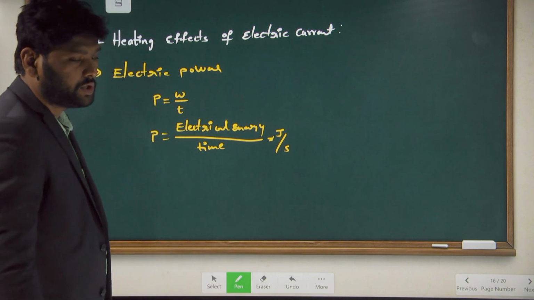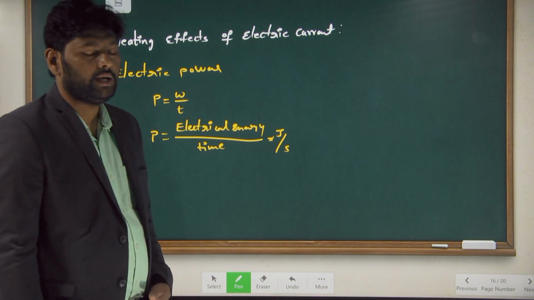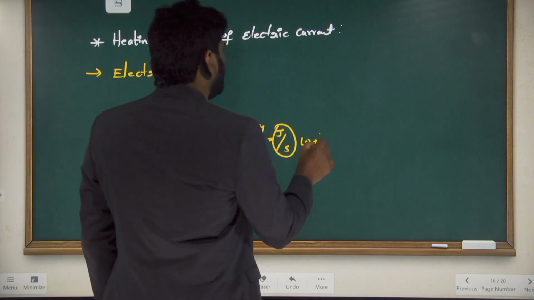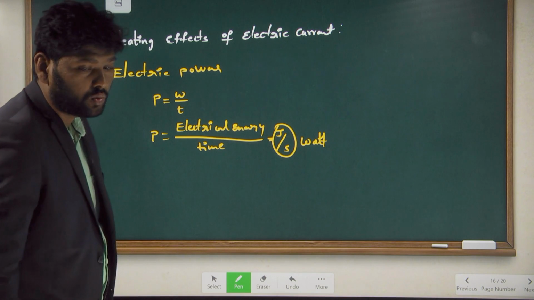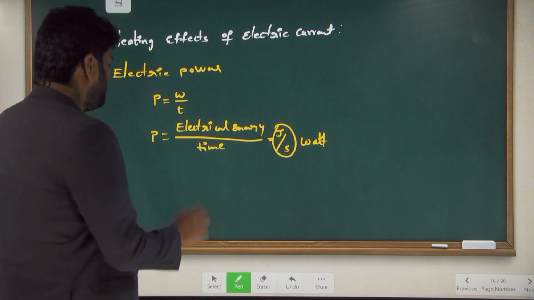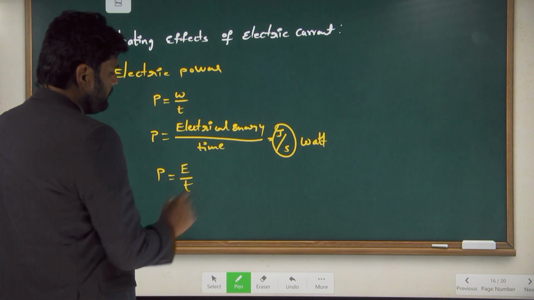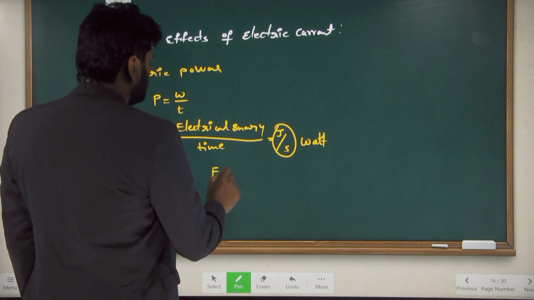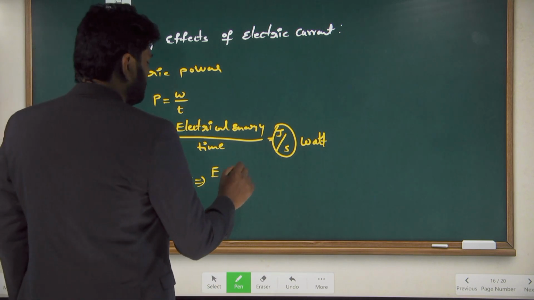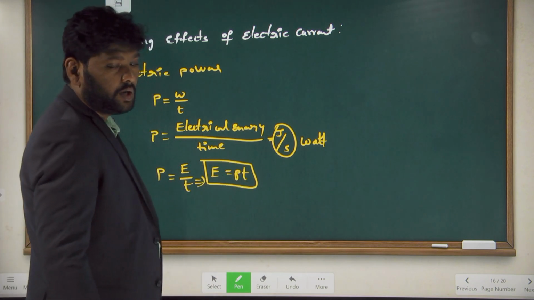So here energy units are joule and the time units are second. So simply joule per second is the unit for power, and this joule per second is also known as watt. Understand? Now if I write it in a simpler manner, power is equal to energy consumed per time, and from this expression, energy is equal to power into time. So this is the formula for electrical energy in terms of power.